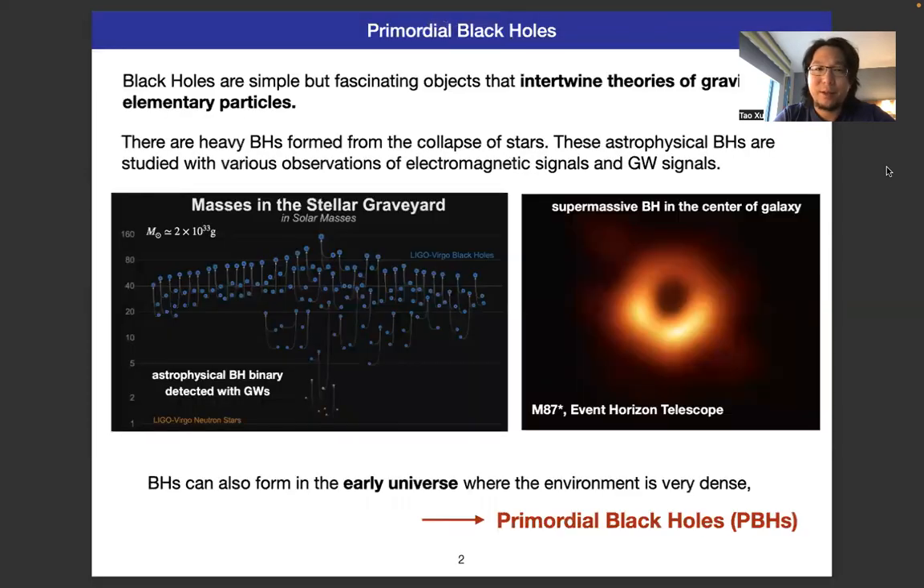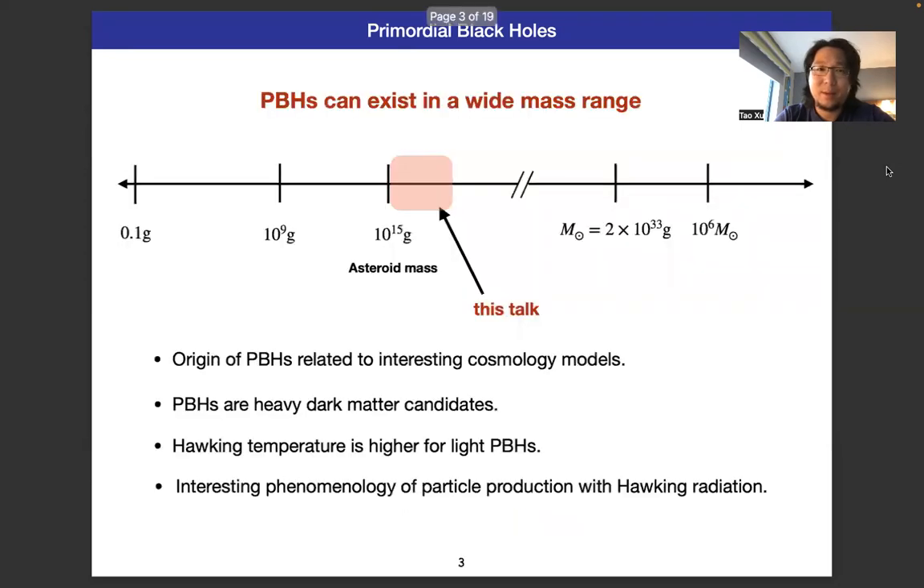Let me first introduce the idea of primordial black holes. Black holes are interesting objects in the theory of gravity and also in fundamental particle physics. We know black holes can form from the collapse of stars, and these astrophysical black holes can be observed with gravitational wave signals and electromagnetic signals. In the meantime, black holes can also form in the early universe when the environment is very dense, and these black holes are primordial black holes.